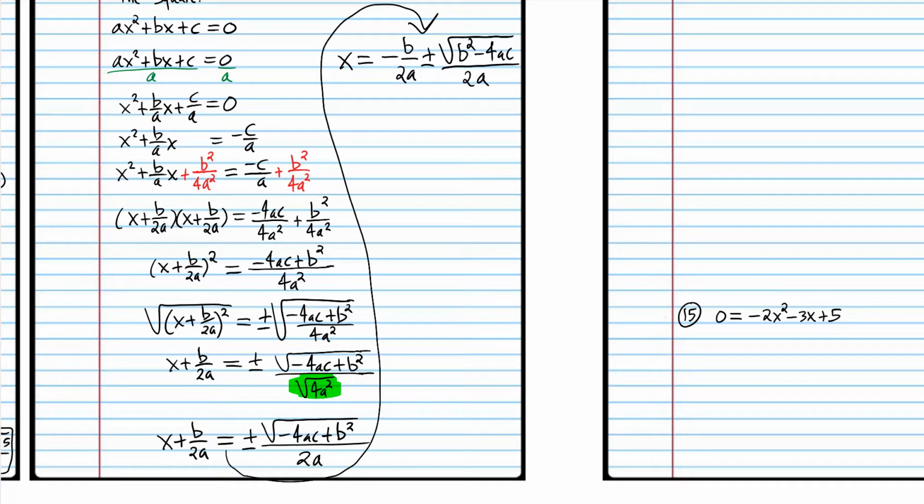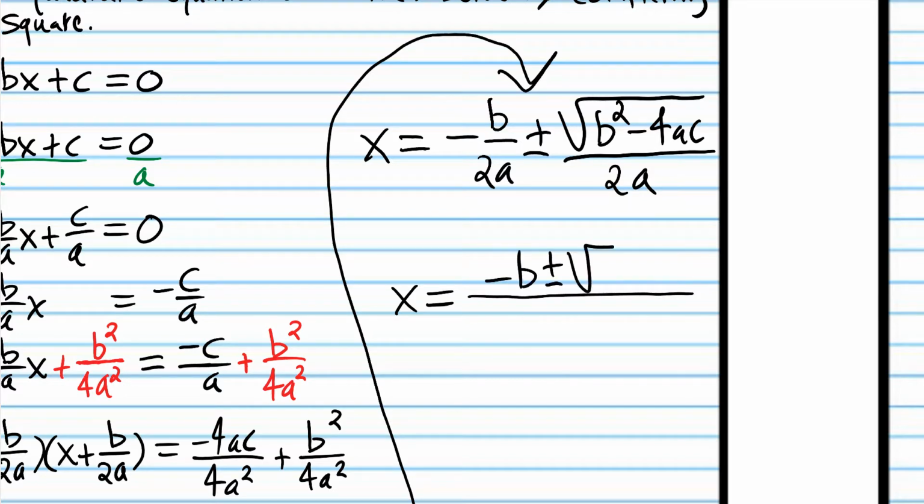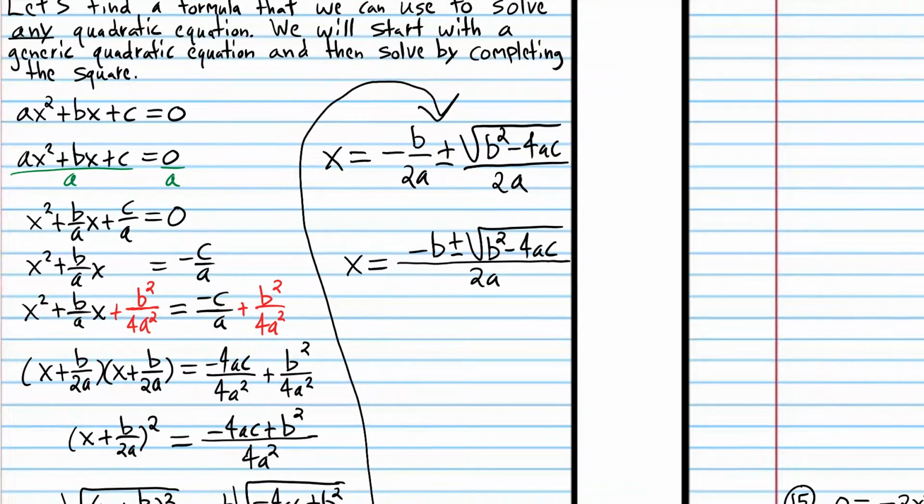And at this point, we have a common denominator, so we're ready to go ahead and combine those. Again, we have 2a and 2a. It's a common denominator. So we can put those together, and our final formula is negative b plus or minus root b squared minus 4ac all over 2a. And that is the quadratic formula.